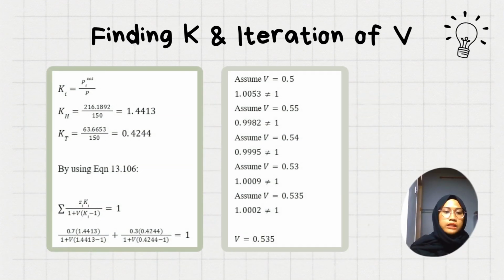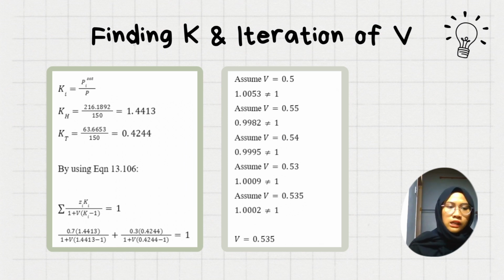After that is finding the values of K and V. First, we can find the value of K by using the formula Ki equals Pi sat over P. And then we substitute the values of Pi sat and P. We managed to get the value K for hexane, which is 1.4413. Meanwhile, 0.4244 for toluene.